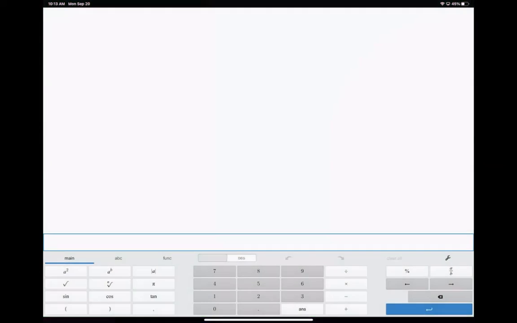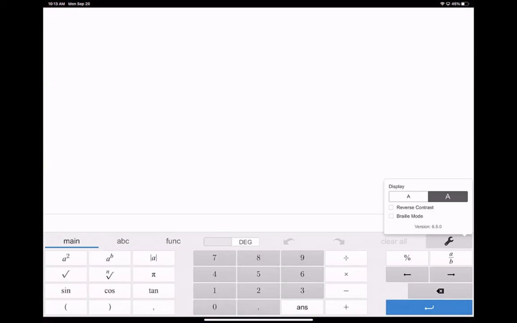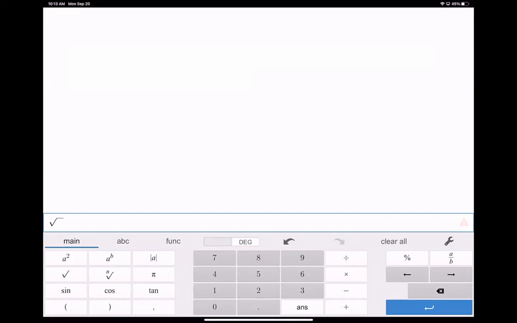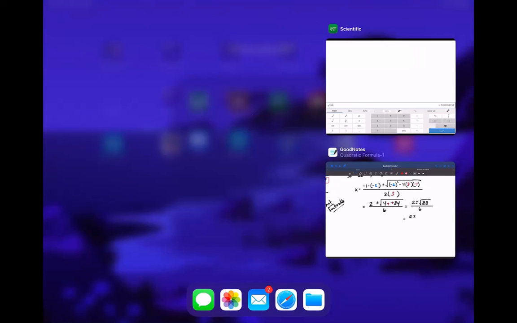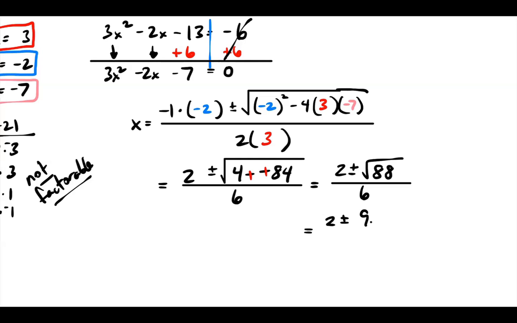So I know that the square root of 81 is 9, and 88 is pretty close. So it's going to be pretty close to 9. So I get square root 81. Oh, that's not what I want. Square root 88. And if you can't see, it says 9.38.